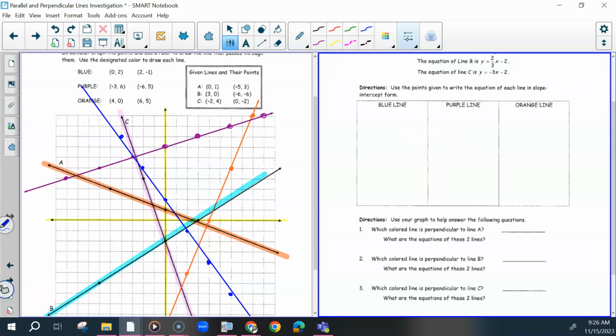The equation of our blue line, if you did this by slopes: we are going down 3 to the right 2, and our y-intercept is at positive 2. So y equals negative 3/2 x plus 2.